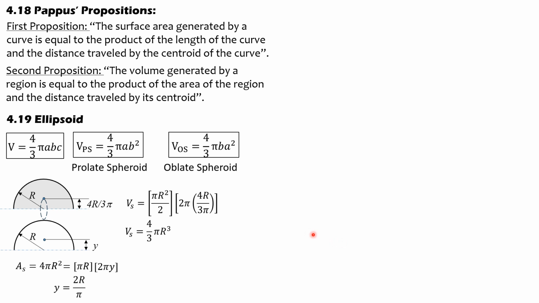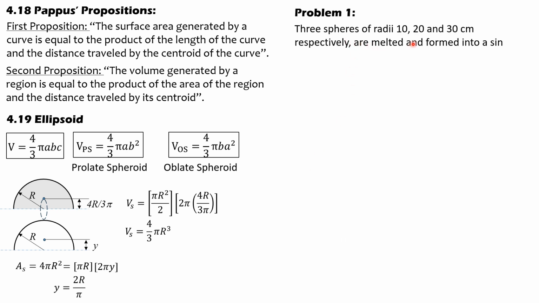So that's the end, and I'll consider two problems in this video. So the first one is we have this problem: 3 spheres of radii 10, 20, and 30 centimeters respectively are melted and formed into a single sphere. Find the surface area of the single sphere. So we first determine the radius of the single sphere. Because the spheres are melted, so it will form a single sphere, and the radius is denoted by big R. So we equate the total volume of the 3 spheres to the volume of a single sphere.